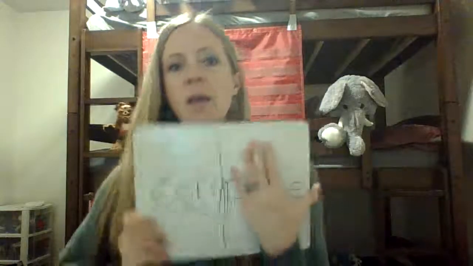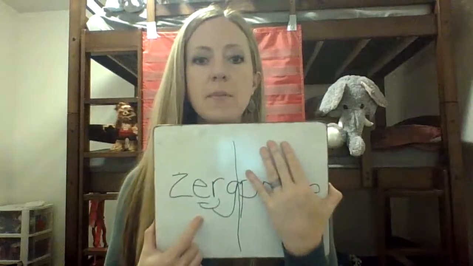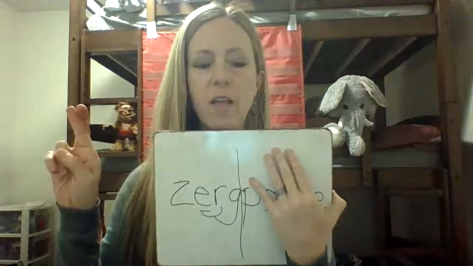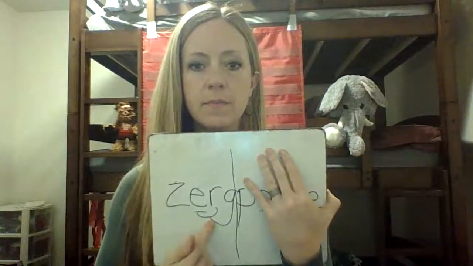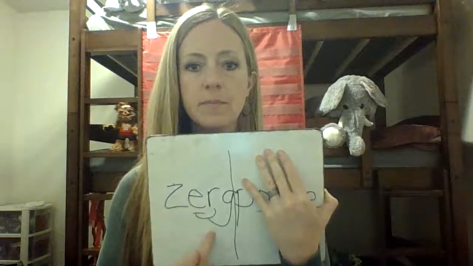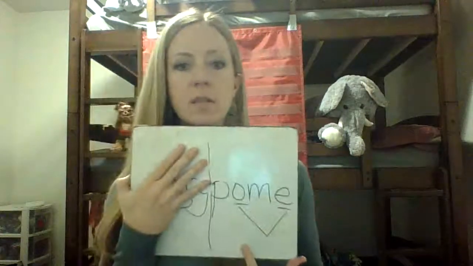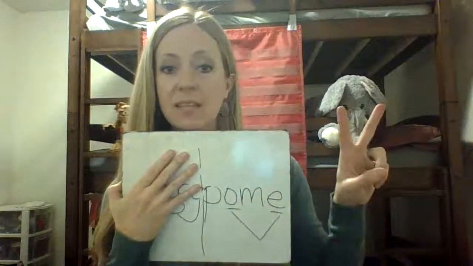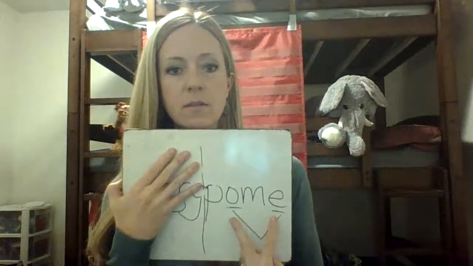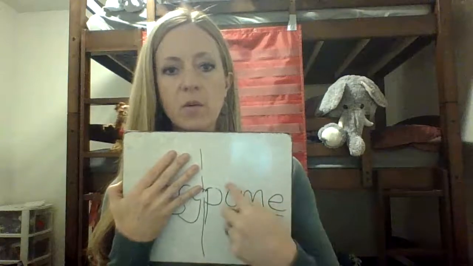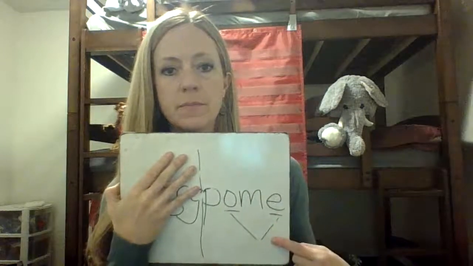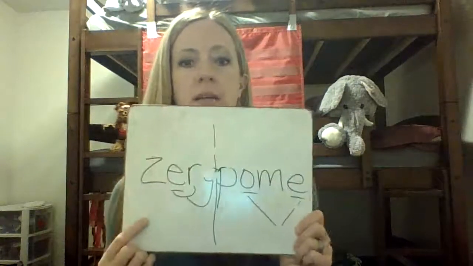Okay. Ignore this side. What's the syllable type? Vowel-r. Good. What's the sound? What's the syllable? Zerg. Over here, what's the syllable type? Oh yeah, silent E syllable. Sound. O. The E makes the O say its name. O syllable. Poem. Read it.